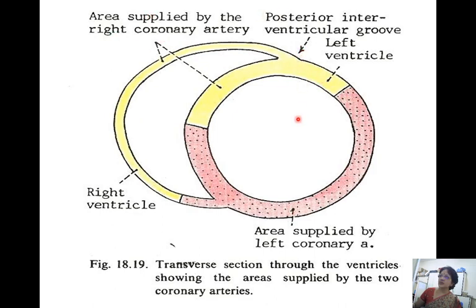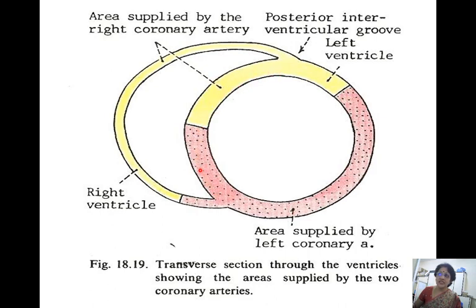The posterior interventricular groove is the backside of the heart, where the posterior interventricular branch arises from the RCA. This transverse section gives us an idea of how much muscular territory each supplies. Almost 2/3 is the left ventricle, supplied by the left coronary, and the right ventricle is almost entirely the right coronary. A good amount of the ventricular wall, and the septum, the interventricular septum, is also supplied.